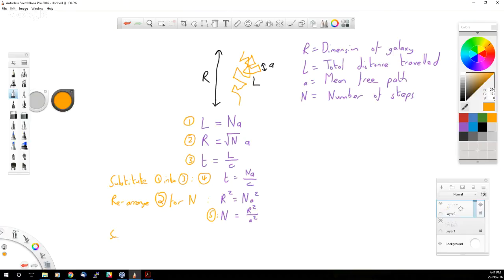And then substitute our equation 5 into equation 4. So we have t equals r squared over a squared times a divided by c. So we get r squared over a c, which is our answer, which, when you put the numbers in, will give us our answer.